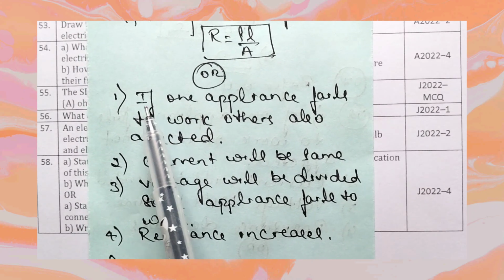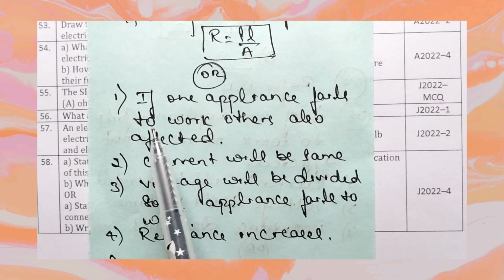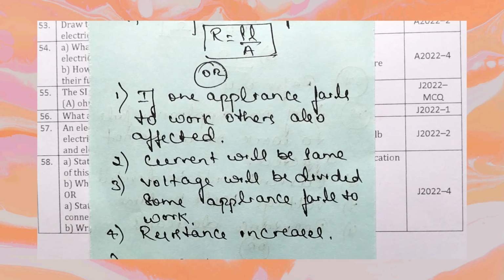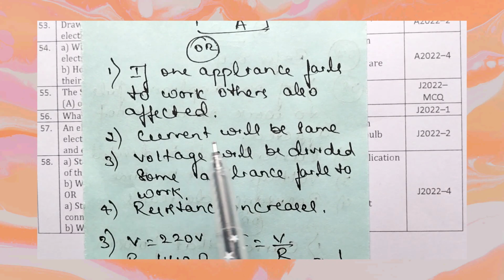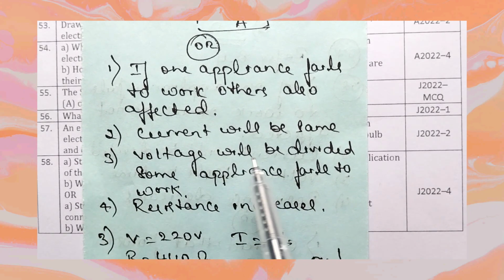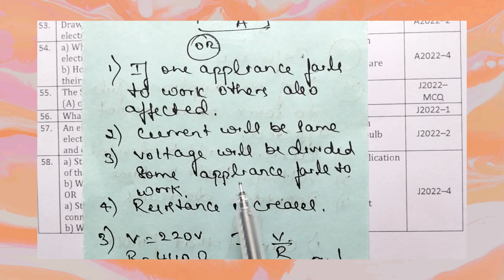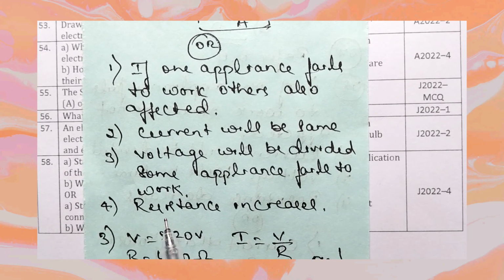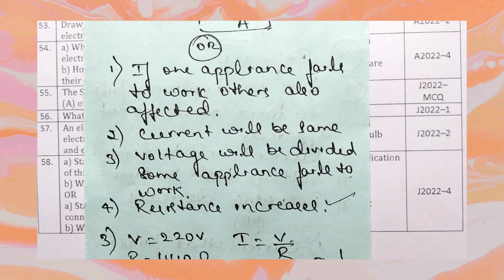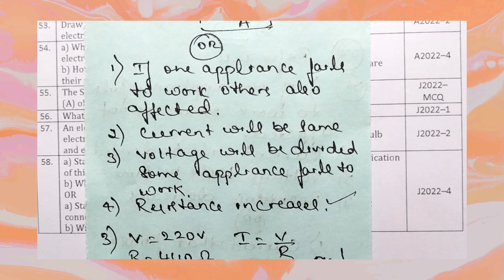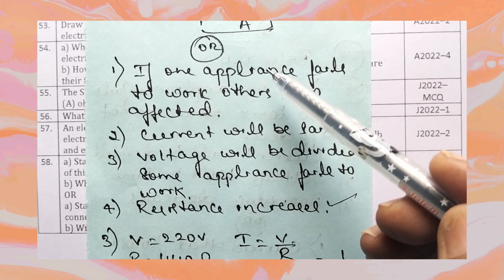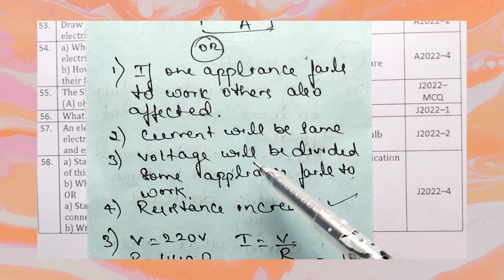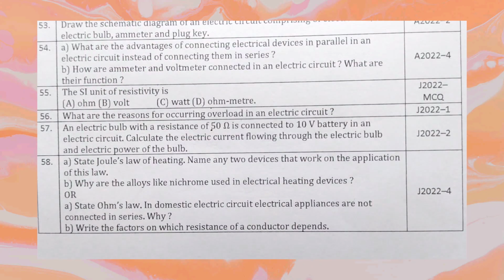Why are we not using a series circuit? Because, first point, if one appliance fails to work, others are also affected. Then the current will be the same, the voltage will be divided, and if some appliances fail to work, then resistance increases. Due to this, current decreases. So these are the disadvantages of a series circuit. These disadvantages are why the series circuit is not used in the domestic circuit. So this is the answer to the second question.